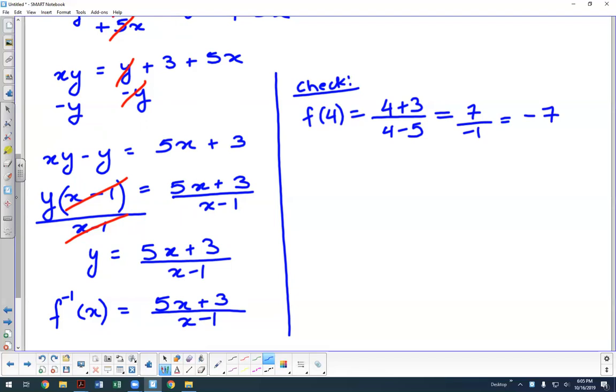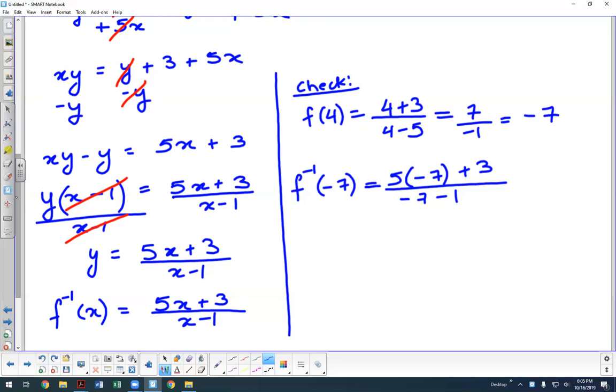So 4 plus 3 of course gives you 7. 4 minus 5 gives you -1. 7 divided by -1 will become -7. So we'll take the -7 and put it inside the inverse function now. And your inverse function of course is 5x plus 3 over x minus 1. So that's 5 times -7 plus 3 divided by -7 minus 1. What does that give us?